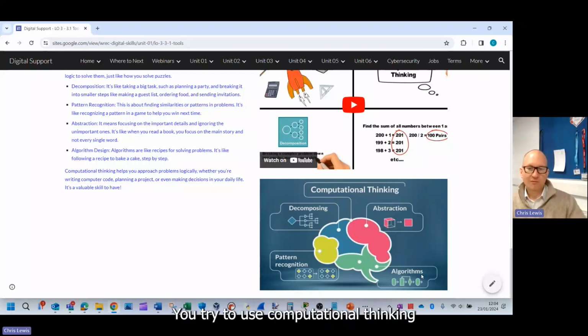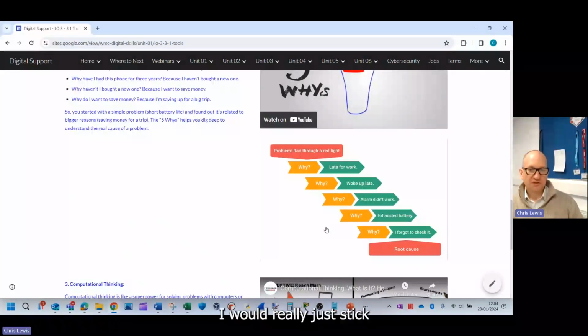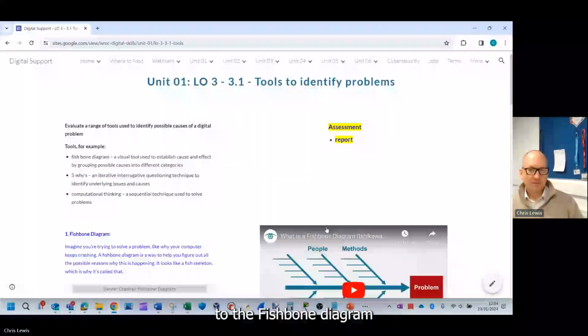You'd probably use computational thinking with the fishbone diagram. But if you're in this report, I would really just stick to the fishbone diagram and the 5 whys. They seem to be the easiest to talk about.